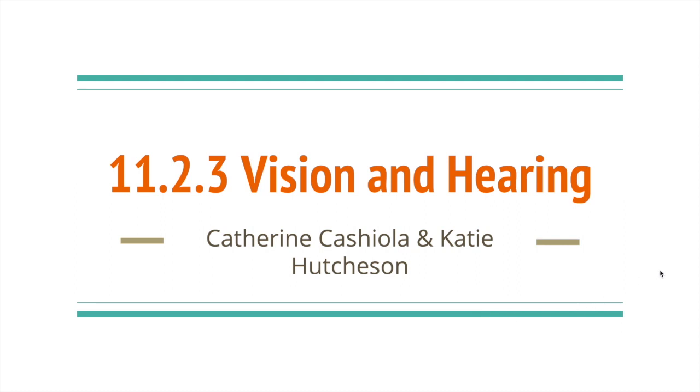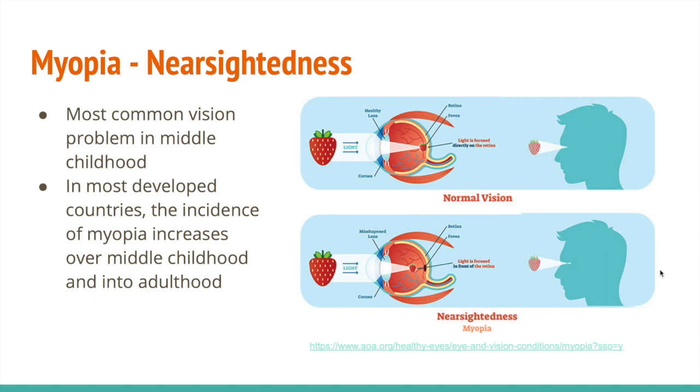We're doing chapter 11.2, Vision and Hearing. So the most common vision problem in middle childhood is myopia, or nearsightedness. And in most developing countries, the incidence of myopia increases over middle childhood and into adulthood.